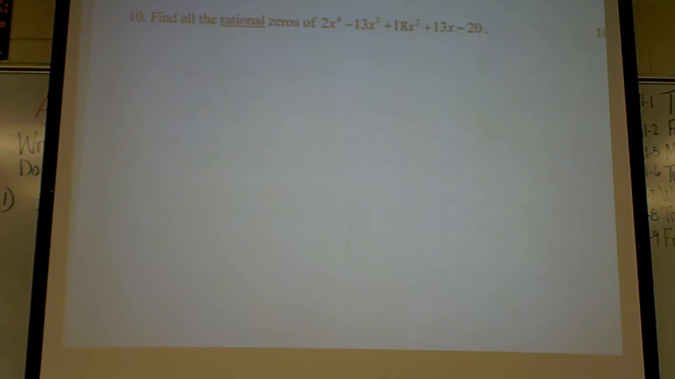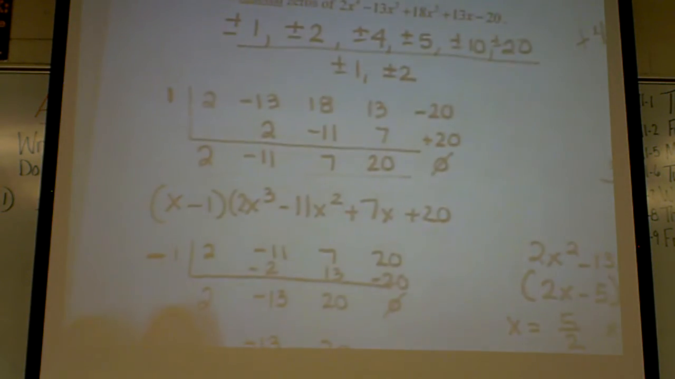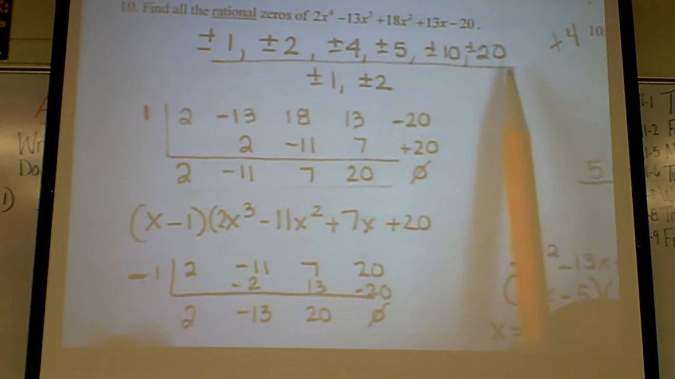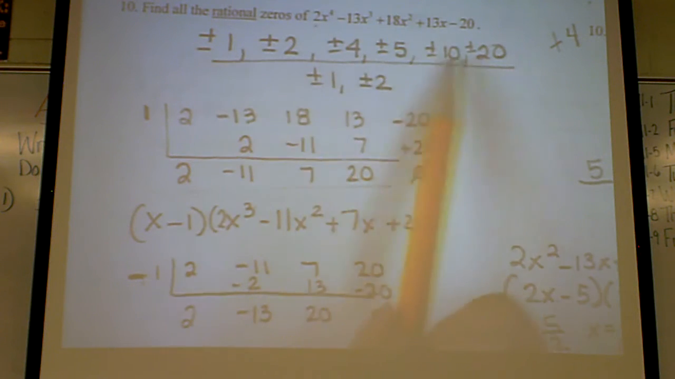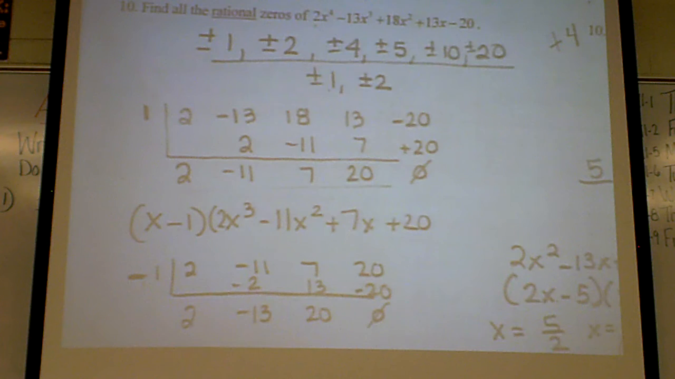So first thing I need to find all the multiples of negative 20. So it's positive, negative 1, 2, 4, 5, 10, 20. And then for 2 over here, you divide that by the multiples of 2, or positive, negative 1 and 2.